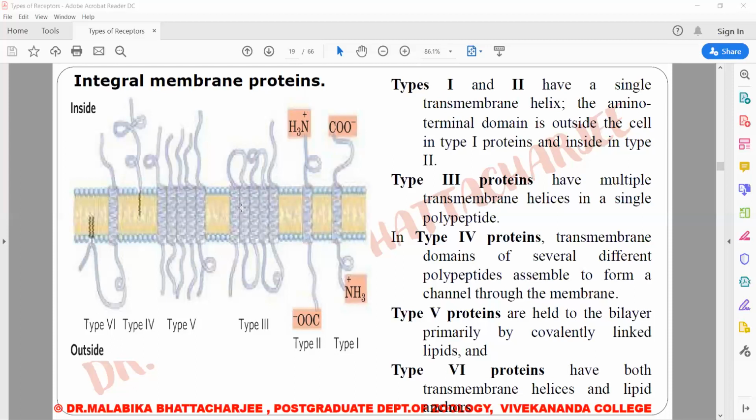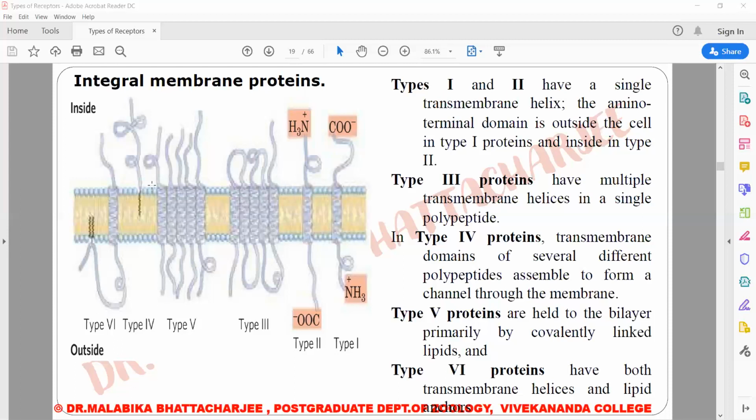That is, they have multiple regions. So they travel this way, come through the membrane, fold, again move through the membrane, fold, again move through the membrane. So this is a type 3 membrane protein made up of only one polypeptide, which spans the membrane quite a number of times. Type 5, as you can see, these are different polypeptides, but the polypeptides are held in the bilayer together by covalently linked lipids. So these are separate polypeptides, but they are held together by covalent interactions.